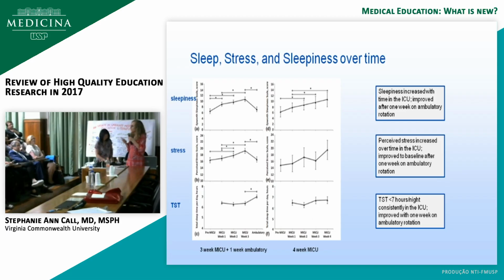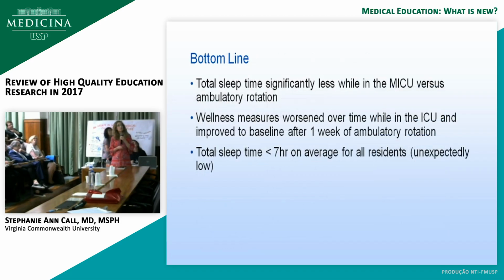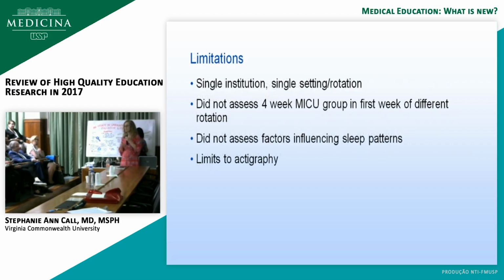So I think we all knew that this was happening, but it's really data to support what we observe every day. So total sleep time was significantly less while in the ICU versus ambulatory. Wellness measures worsened over time while in the ICU and improved to baseline after a week of ambulatory rotation. And total sleep time was less than 7 hours on average for all residents, which these authors were surprised about, particularly given the duty hour changes in the United States during the time of this study.